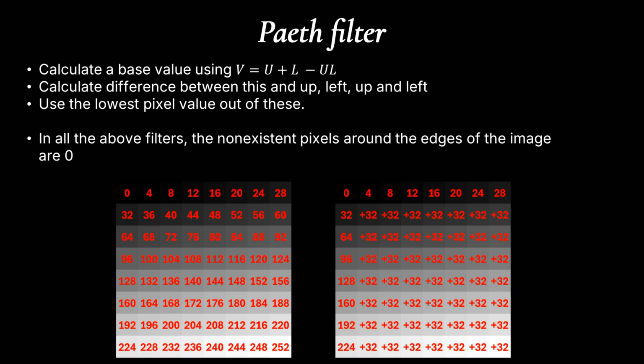So you make this base value, and then it looks at its target pixel, and it says, right, what's the difference between the base value that we've done and the up, left, and up-left pixels, and then it just picks one of those and gives a difference from that to this.